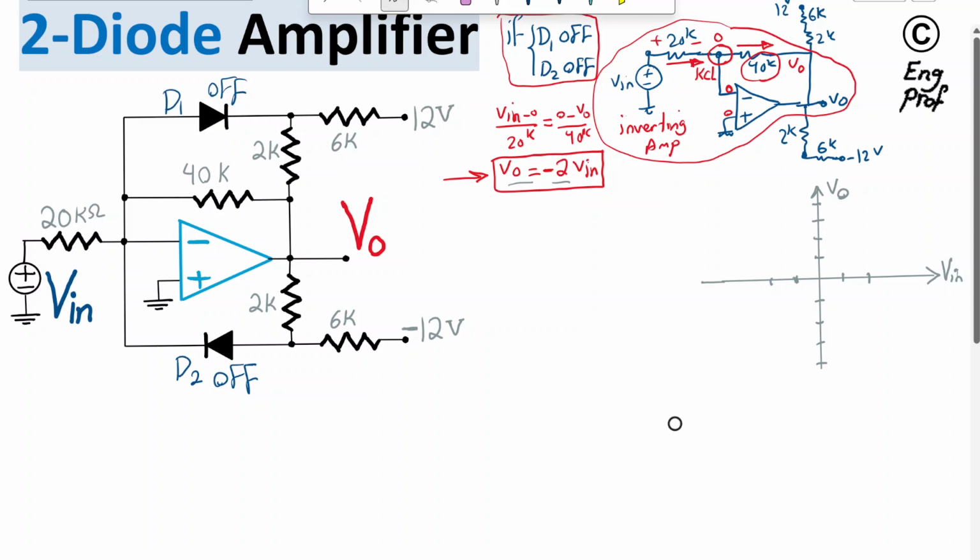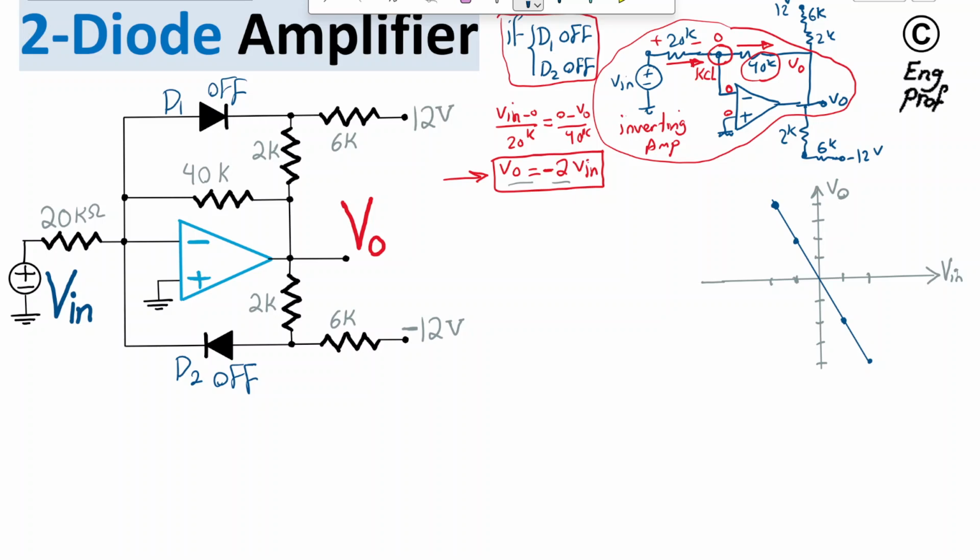If I'm supposed to draw here, when Vin is, say, 1 volt, Vout is negative 2. So this is 1 point. If Vin is 2 volt, Vout is negative 4. So this is another point. So if I just draw a line here, this is the line that I have. Let's just shift it so that it's seen in a better way. Okay, so this is the line that I have. There you go. These are the points, of course. Now, this is the scenario when the diode is off.